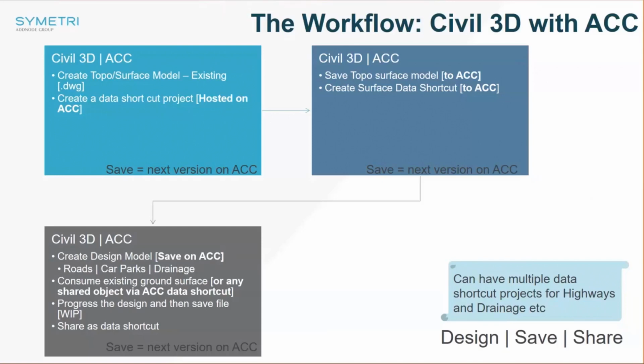From that, we can consume information because we've got this shared location now. The civil engineers can consume the information from the architects or from the structures or from any other discipline within that location in ACC. The example in this next video is ACC data shortcut creation for consuming an existing ground floor that the architect has produced. Then we're going to progress the design and save that file within our work in progress area.